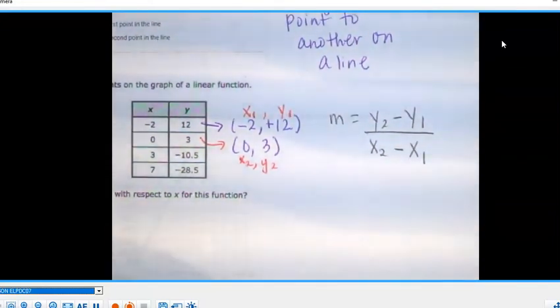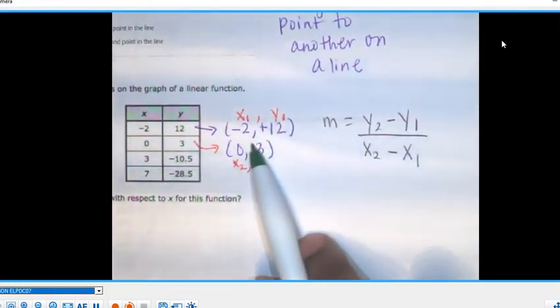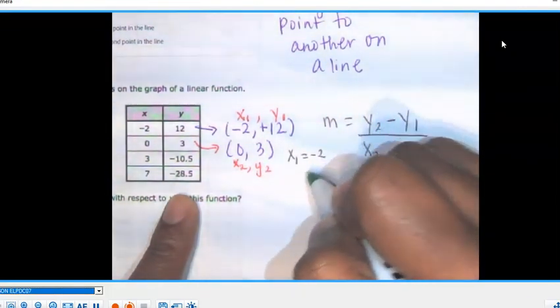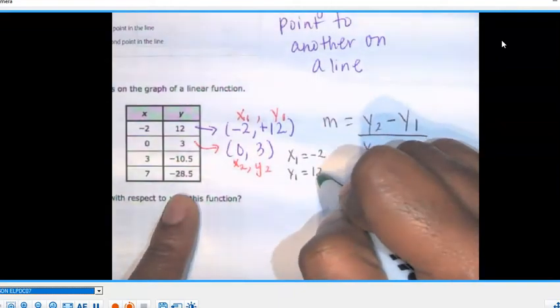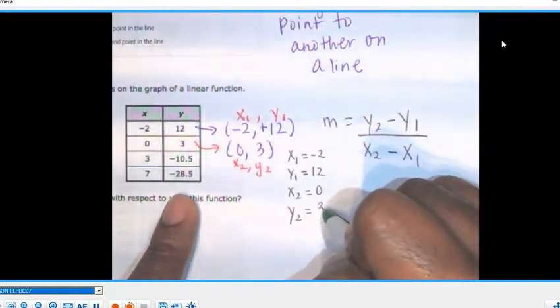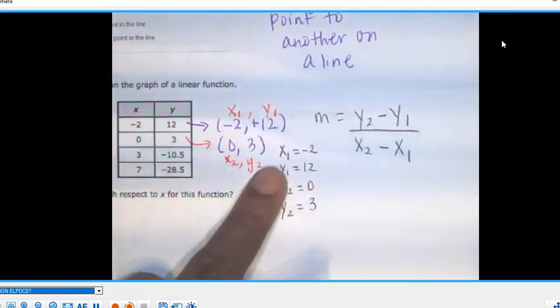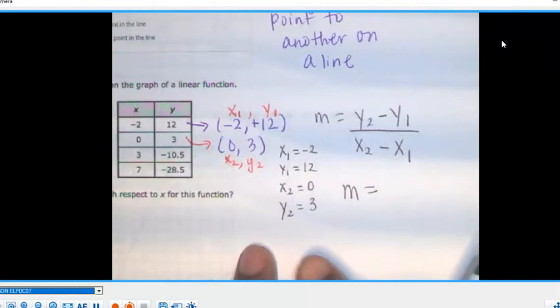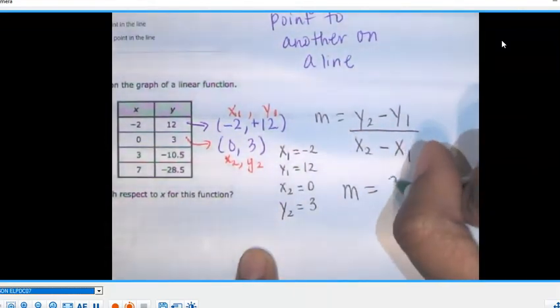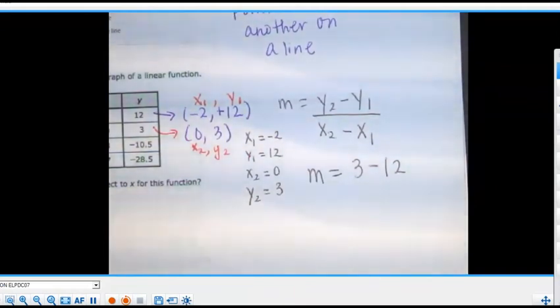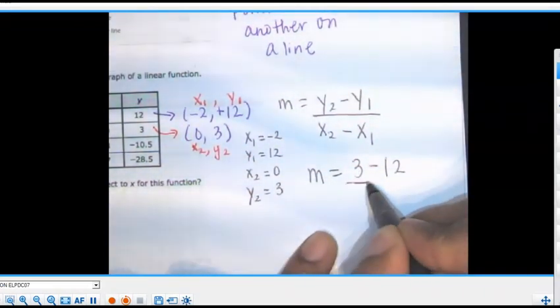Now, if you want me to do this, I will do it for you guys. So let's list these out just in case, right? So x1 is equal to negative 2, y1 is equal to 12, x2 is equal to 0, y2 is equal to positive 3. So again, I'm going to plug those numbers into this formula. So now I have m is equal to, y2 is 3, put your subtraction symbol, minus y1. Okay, and so we did our subtraction for the numerator. Now let's do our division bar.